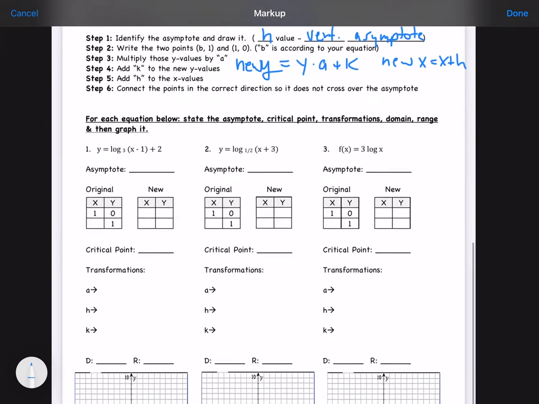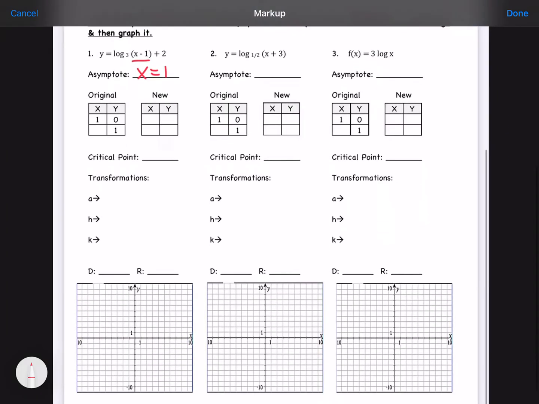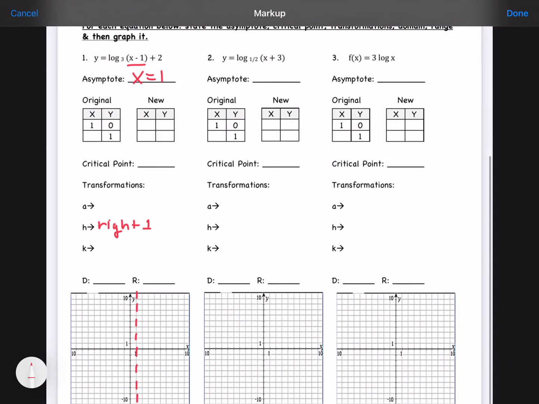All right. So now the asymptote is attached to this, so we can see that it is x equals 1. We want to graph that first. And then we know that the graph shifts right 1. I always like to do transformations first. Our a value, there's none, nothing out in front. And our k value is up 2.